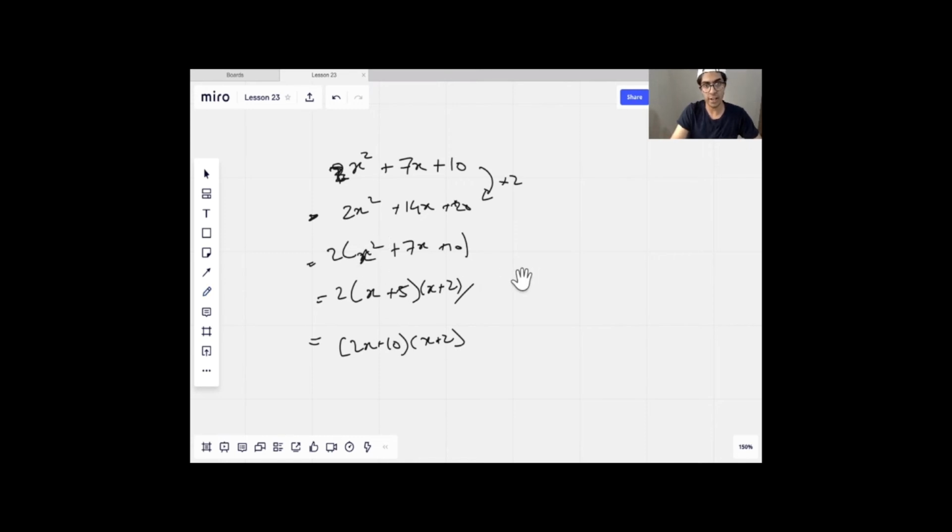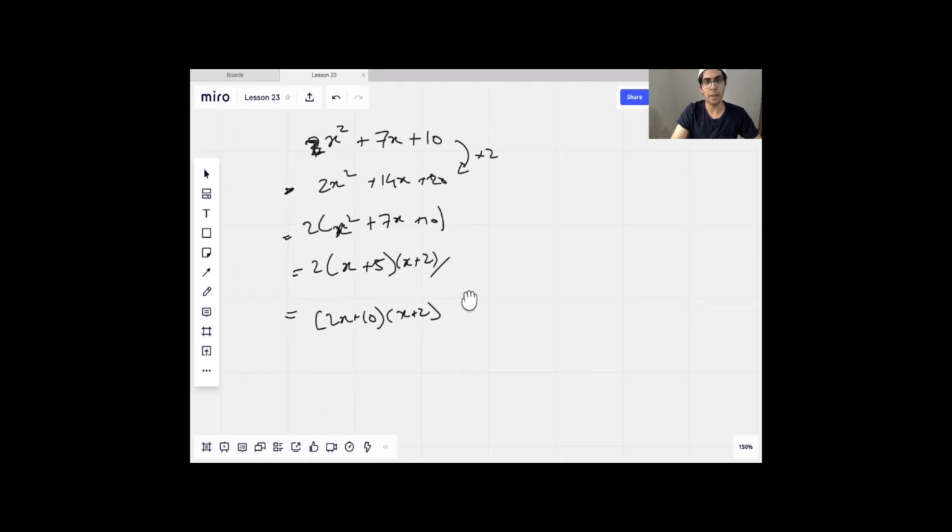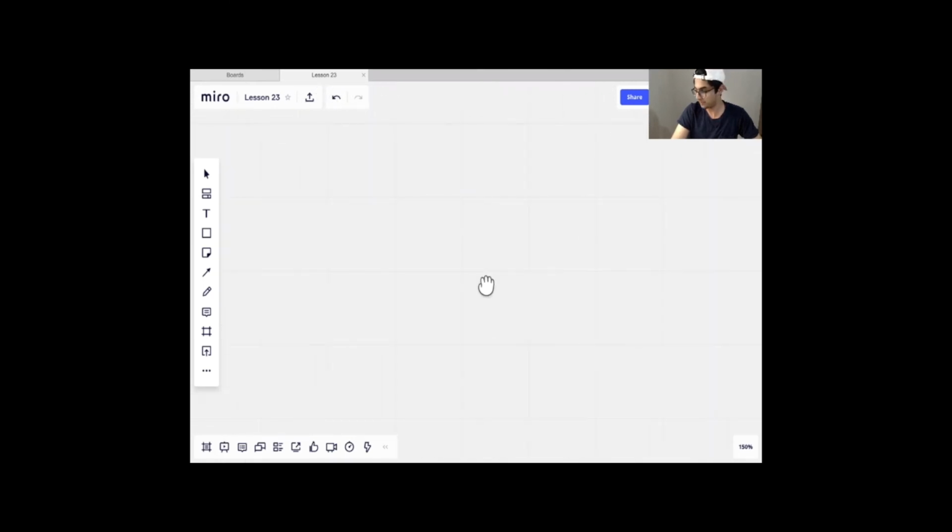But now let's consider a case where you can't do that, and there's a different method you need to use. This is called splitting the middle term. This one here is 2x squared plus 9x plus 10.